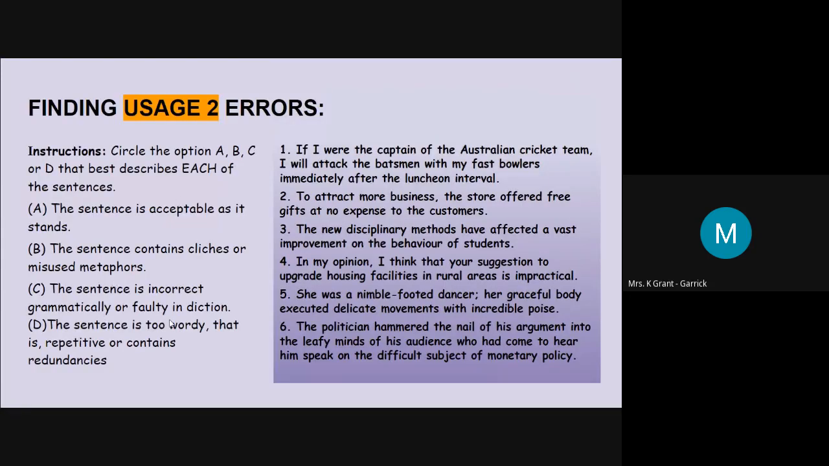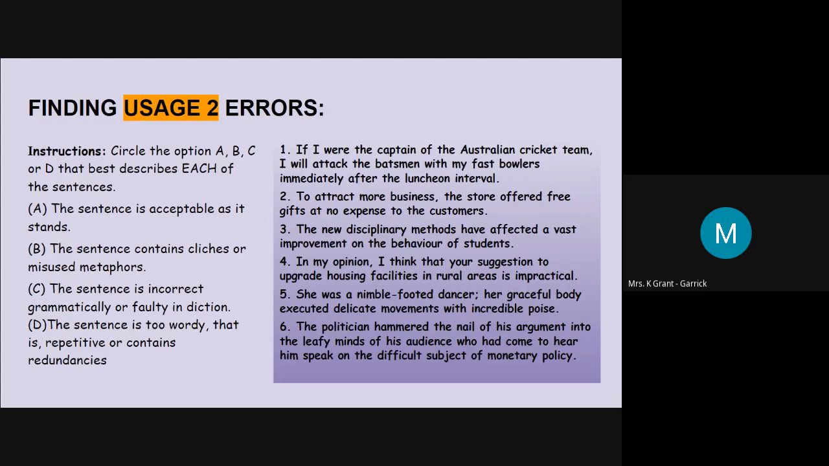So they might give you this kind of instruction where they say circle the option A, B, C, or D that best describes each of the sentences. All right. So they might say put A if the sentence is acceptable as it stands. Because they might switch it. They normally switch A with D. So you have to read the instruction carefully.